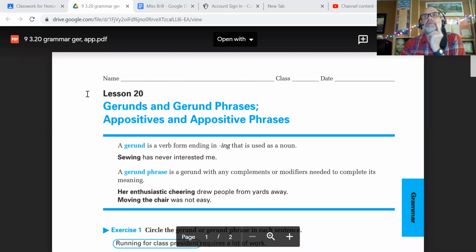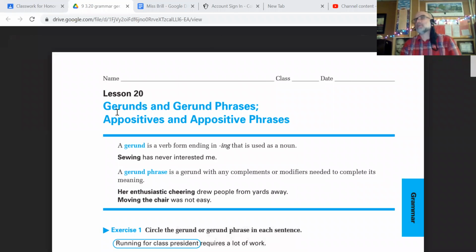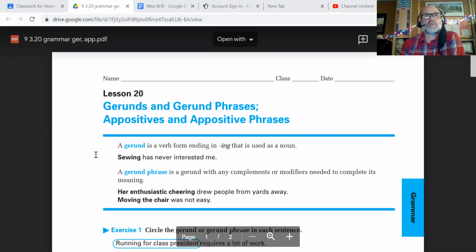Lesson 20 for you guys this week on our second type of what we call verbal phrases, which are when you take a verb and you use it as something else. This one is called a gerund, or gerund phrase, and we're also going to learn what an appositive is, although that is not a verbal, it's a new kind of phrase, something different. Good things to be able to vary your sentence structure, of course, when we use them.